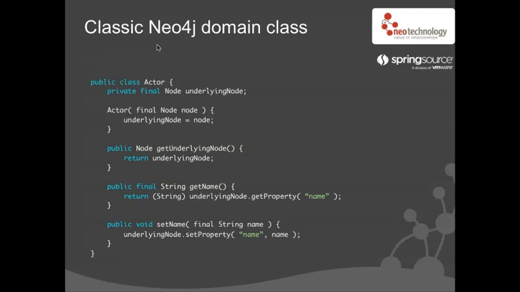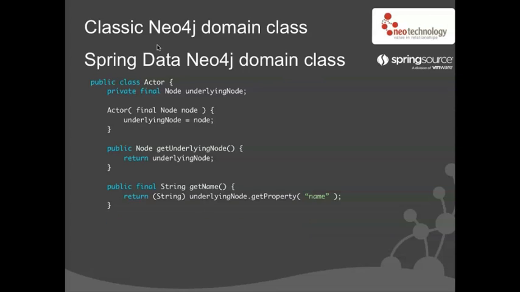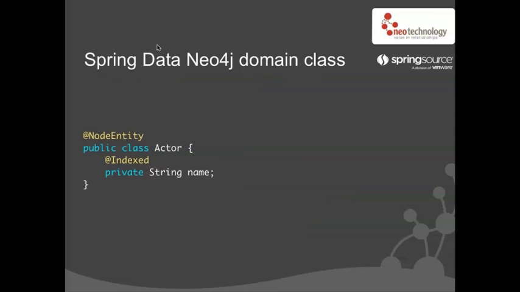What did a Neo4j domain class look like before? It looked like that. You took a node from the graph database, connected it to your entity, and then you redirected all property access manually to this node. In Spring Data Neo4j, the entity looks rather like that. You just annotate the entity itself and put the fields in there, and the index annotation here provides even more convenience.